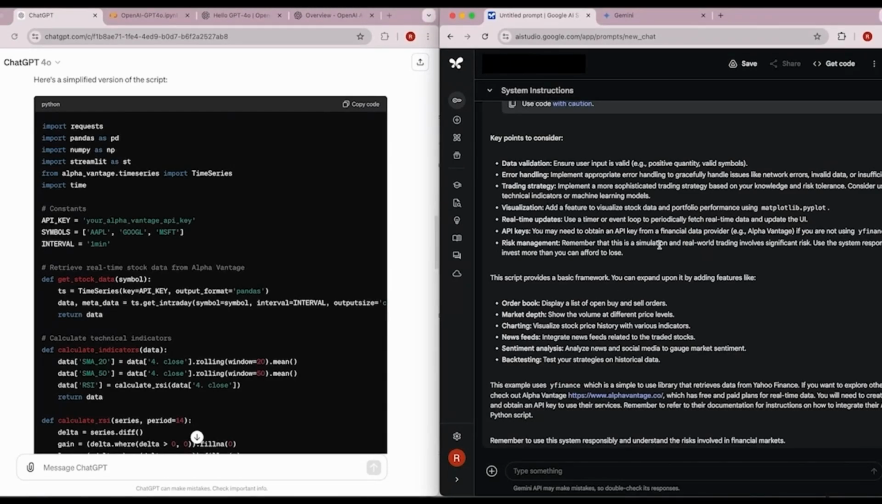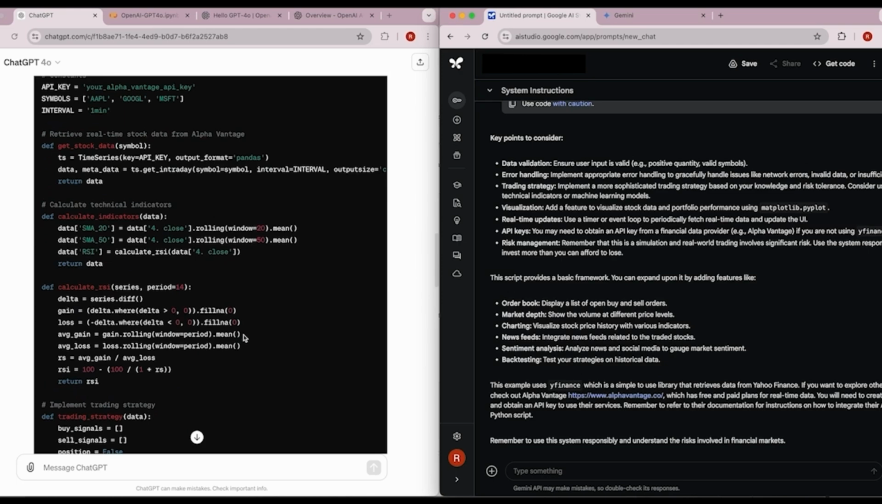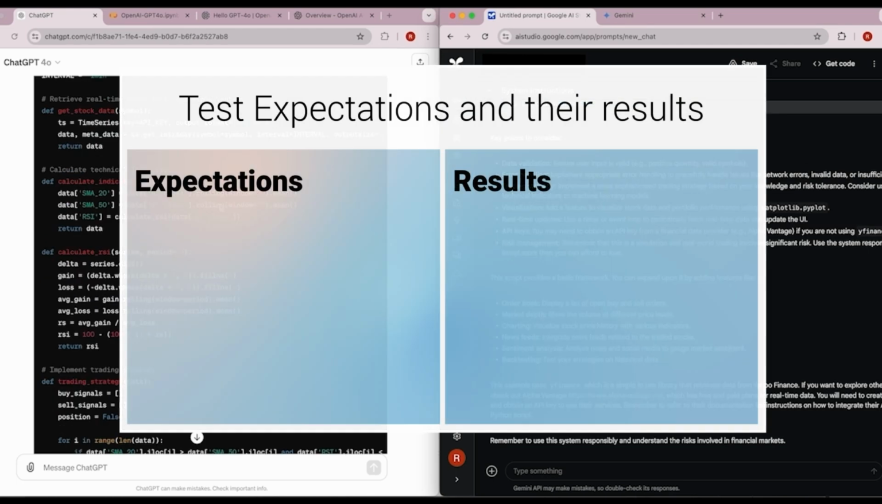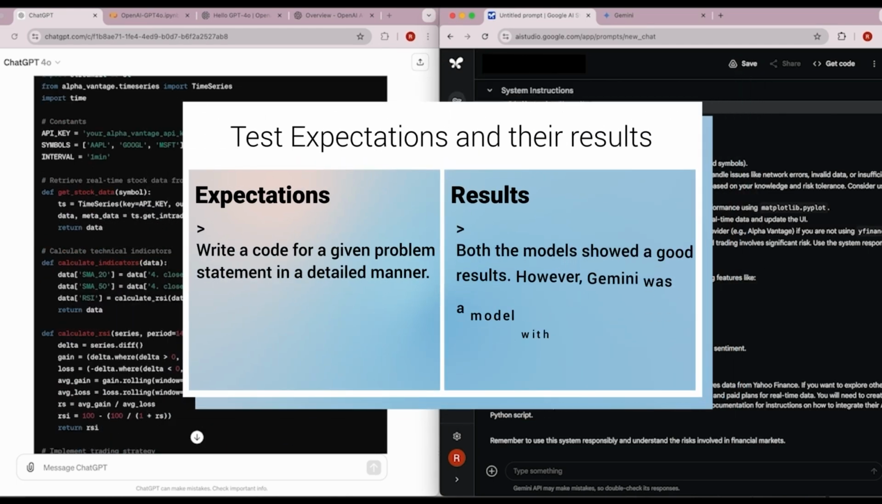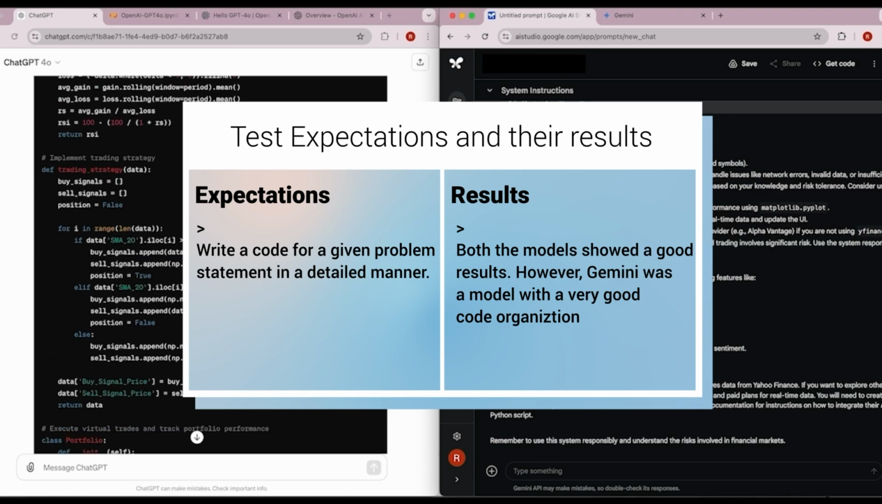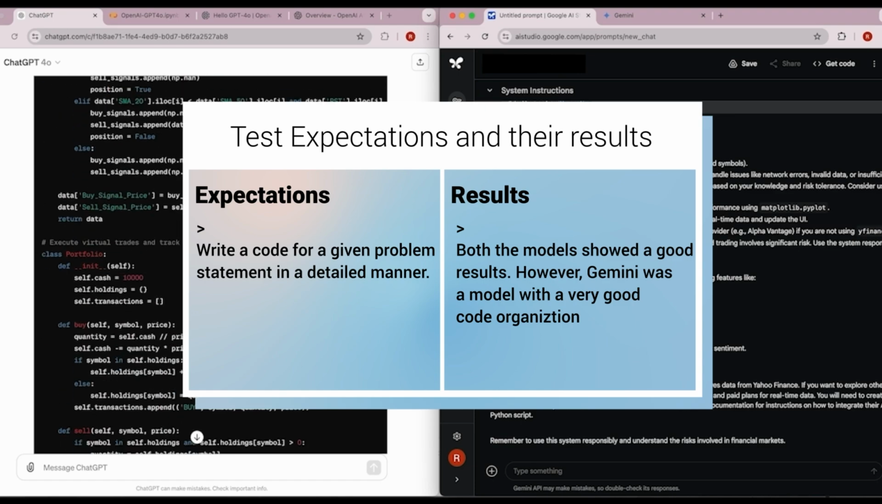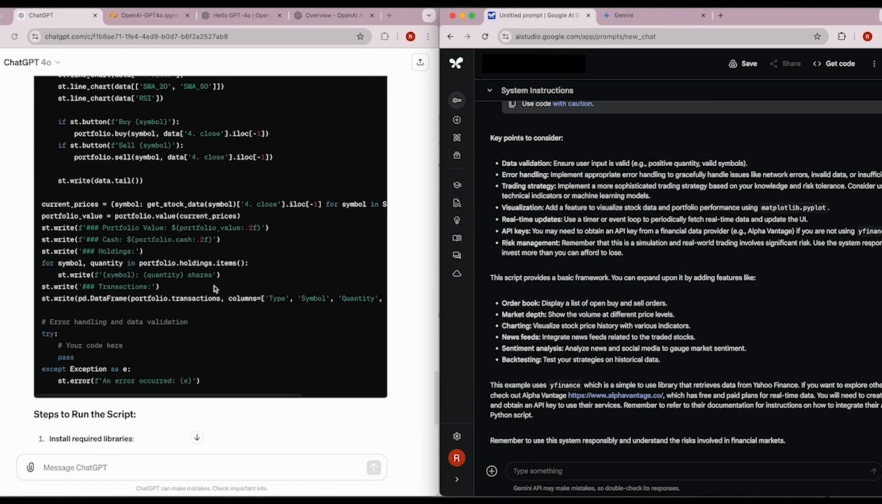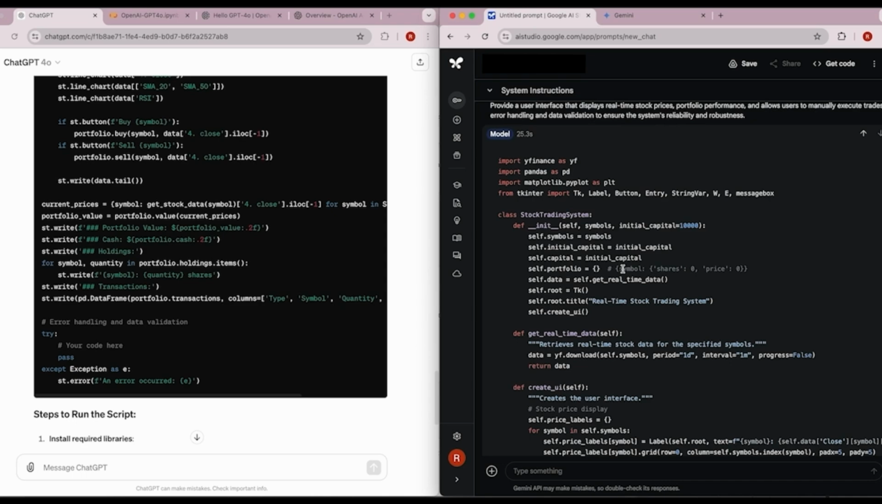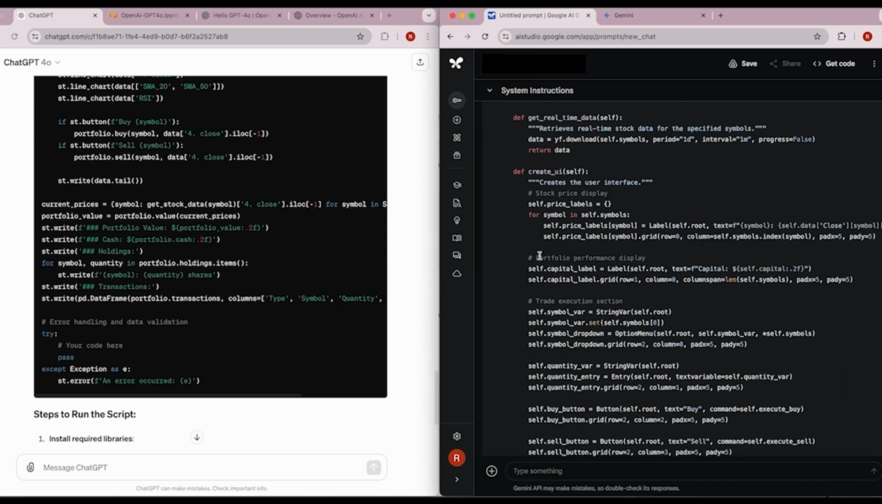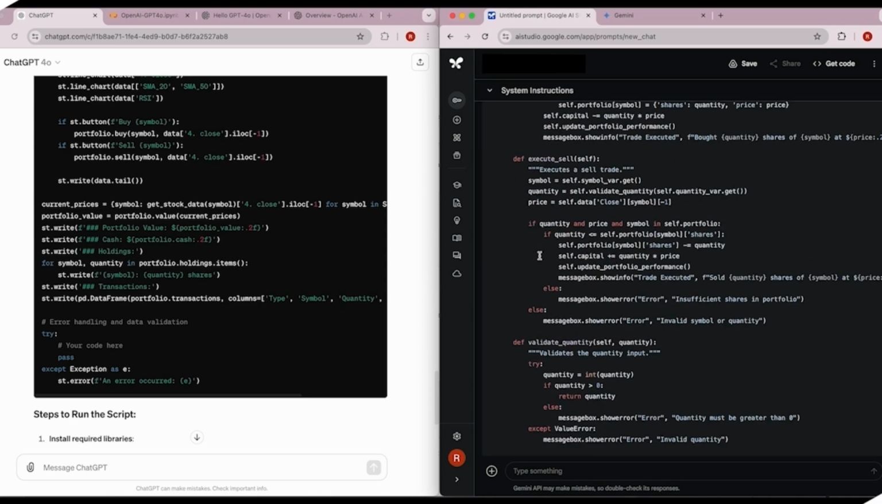Interesting. Okay, so relatively I feel that both of them have done a good job. Initially GPT-4o starts with the procedural, then it went into object-oriented programming, and then again back to the procedural. Gemini seems to have organized the code very well into a class and its respective functions.